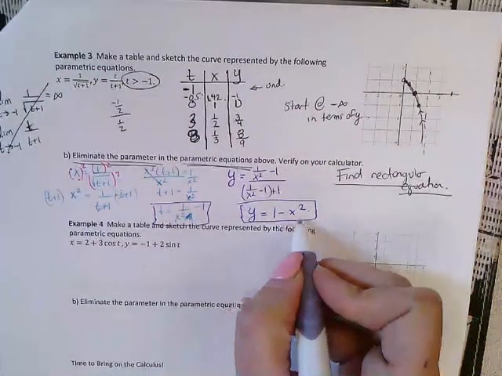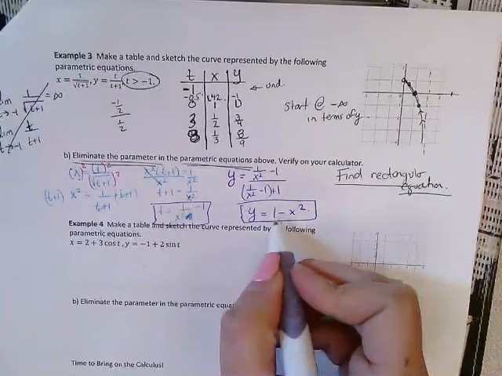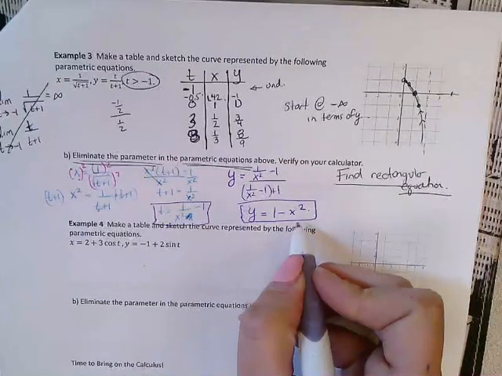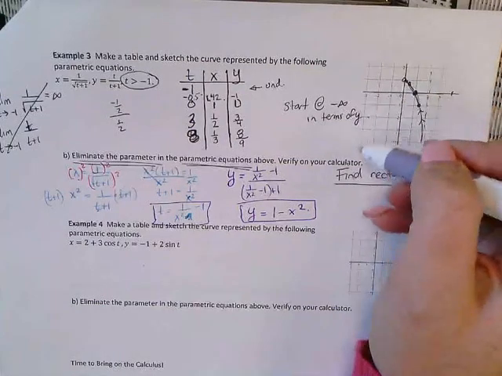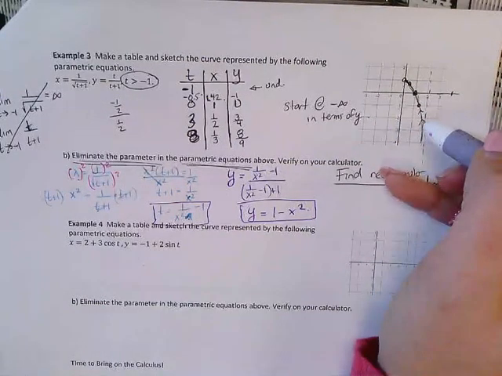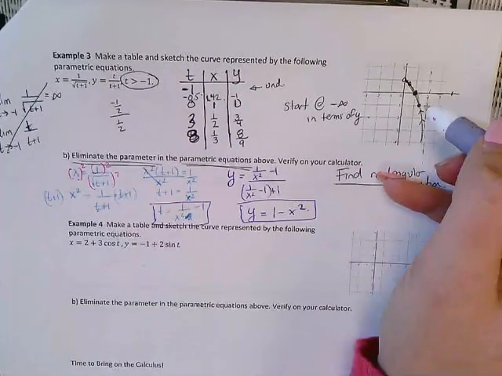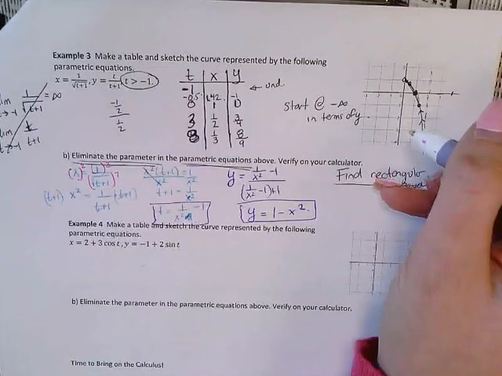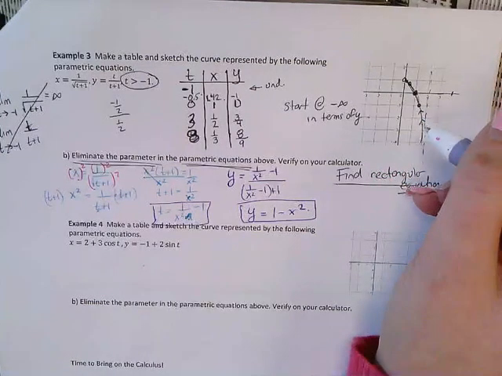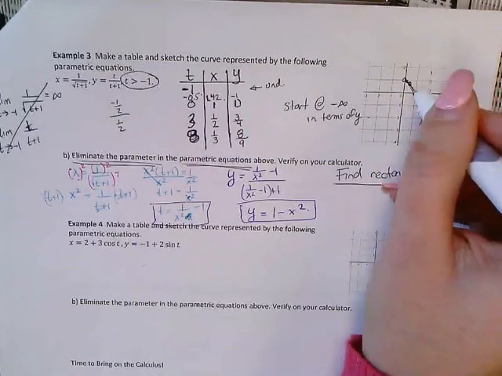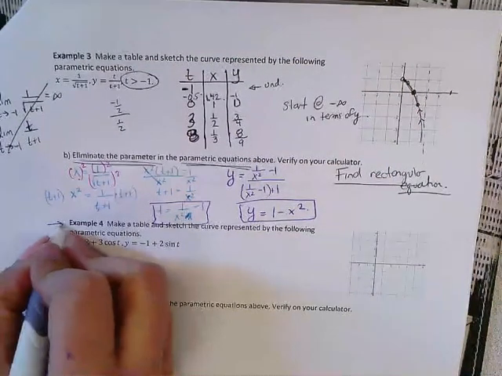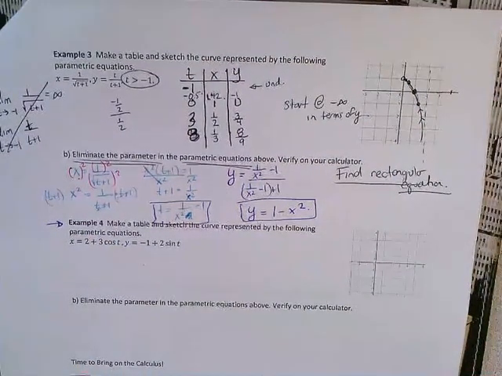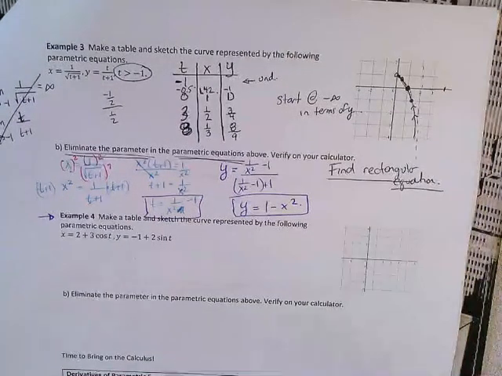So if you graph this right here, 1 minus x squared, you should end up with, well, you should end up with a full parabola, but of course we eliminated the parameters, so that's why it's not going to be exactly the same. Alright, so our parabola is probably going to be like this. Alright, I'm going to leave this example for you guys. Well, actually, let's just do it together.